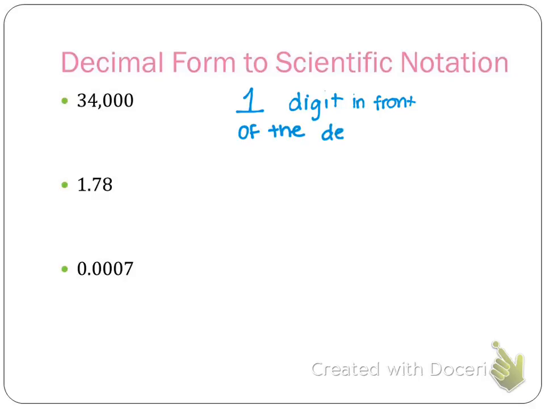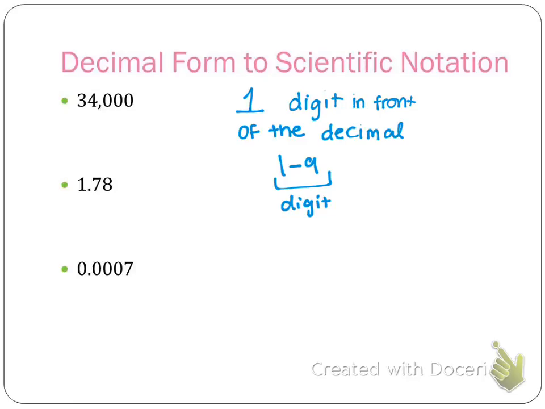Now, when I say digit, a digit is any number 1 through 9. Okay, that's a digit. 0 does not count, and 10 does not count, and any number other than that. So a digit is the numbers 1 through 9, and there's always going to be one digit in front of the decimal. That is scientific notation, okay?